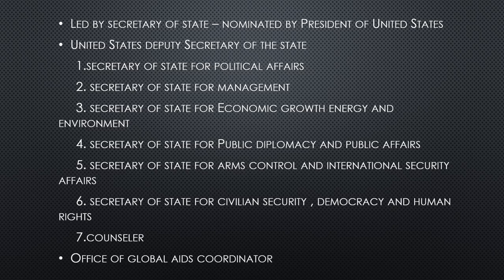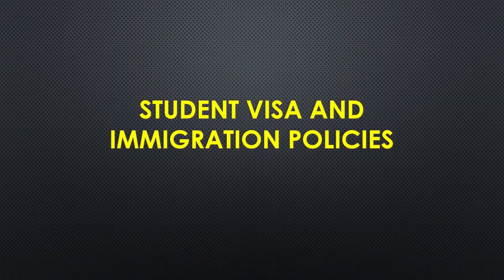So as you can see, this was the organization of the Department of State. Here we have discussed this in brief. So we have many of the departments belonging to these main departments which come under these departments and work for the department. Now let's move on to our next topic, which is students' visa and immigration policies. In this, we are going to discuss the immigration policies of different countries, starting with the United States.